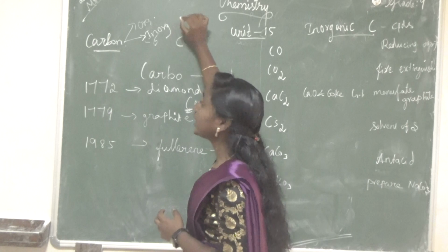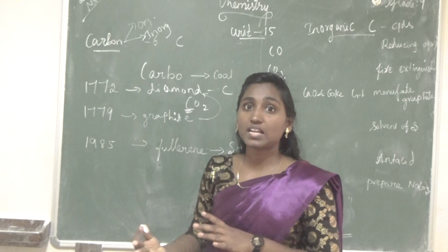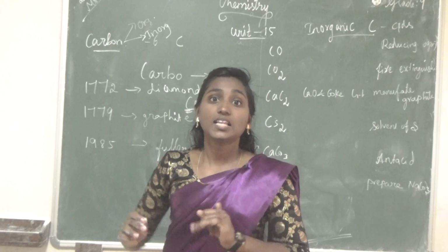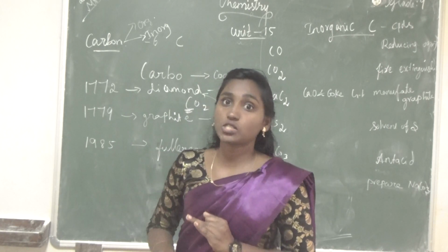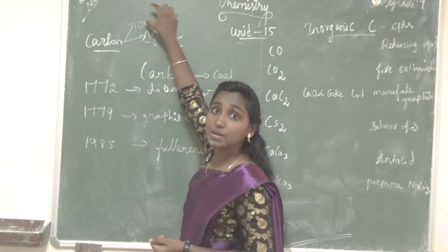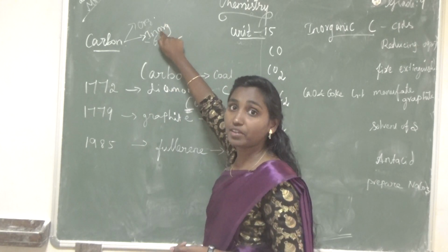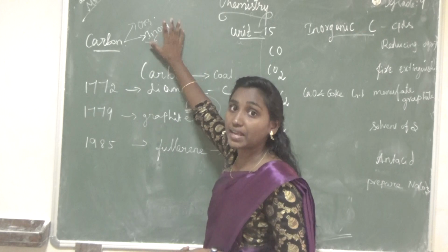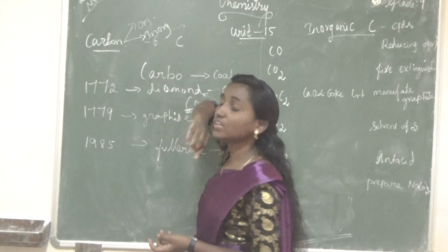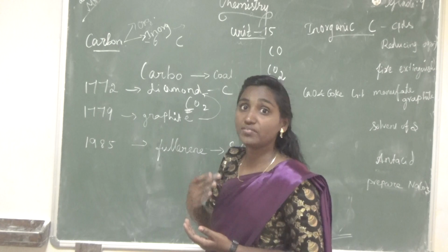Inorganic carbon compounds are obtained from non-living things like rocks and minerals. From calcium carbonate they prepare carbon, and from carbon dioxide they prepare carbon. So organic compounds are obtained from living things, plants and animals, and inorganic compounds are obtained from non-living things, rocks and minerals. Compared to organic compounds, inorganic compounds are obtained only in a very limited amount.